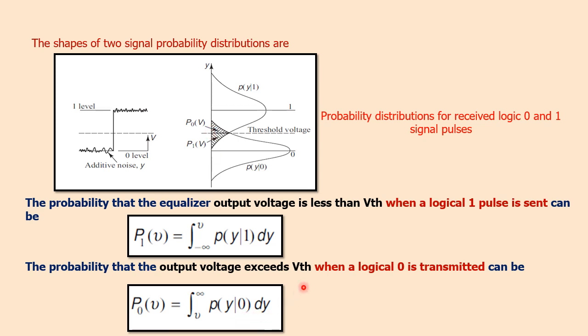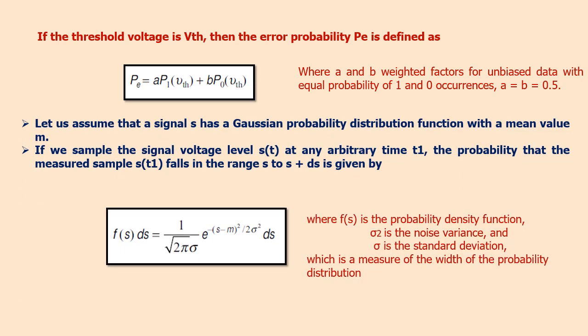So like this we can write the equation for the probability of the equalizer output being less than or greater than the threshold voltage. Now, if the threshold voltage is VTH, then the error probability PE is defined as the sum of both values, where small a and small b are the weighting factors for unbiased data with equal probability of 1 and 0 occurrences. In most applications, we will consider a equal to b equal to 1 by 2, that is 0.5.